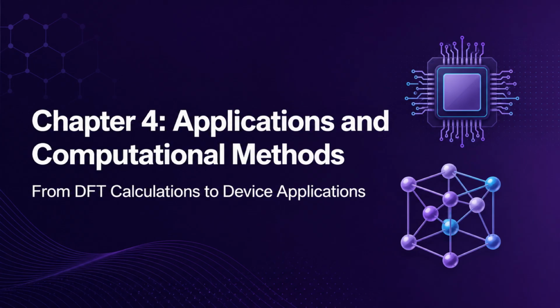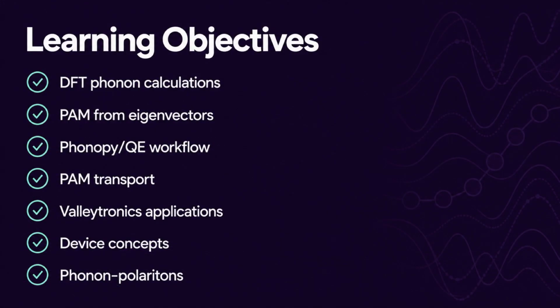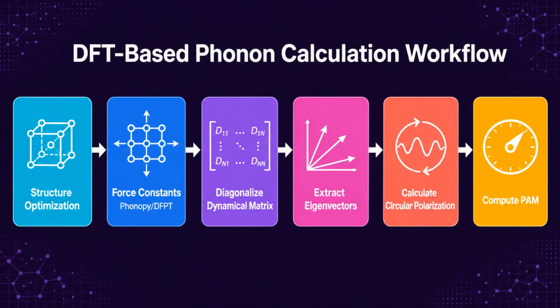information processing. By the end of this chapter, you'll be able to calculate phonon eigenvectors and extract circular polarization from DFT results, compute phonon angular momentum using the standard formula, set up phonon calculations with phonopy and Quantum Espresso, understand PAM transport phenomena, including the phononic Einstein-de Haas effect, apply chiral phonons to valleytronics, and explore emerging device concepts like phonon transistors and polarizers. The calculation of chiral phonons from first principles follows a systematic workflow.